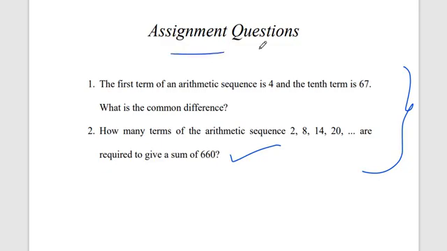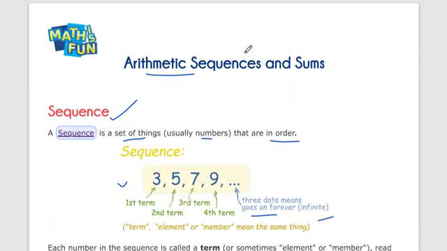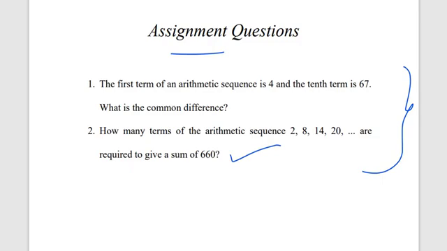So now today's lecture is completed. In this lecture we have talked about the arithmetic sequence and its formula. In the next lecture we will discuss the geometric sequence.